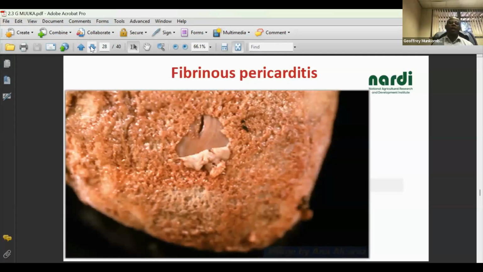You can see also fibrinous pericarditis, and as you saw earlier in the slide with the fibrinous pleuritis, this can also happen around the heart with fibrinous pericarditis, which is very, very common. You need to be wary of such, and not confuse it with contagious bovine pneumonia. Next slide, please.